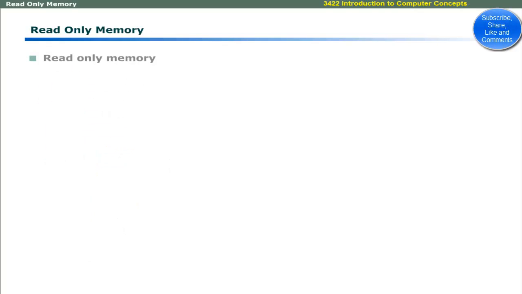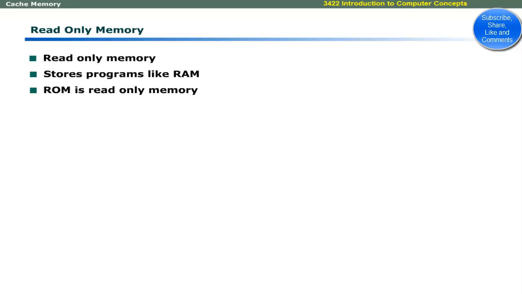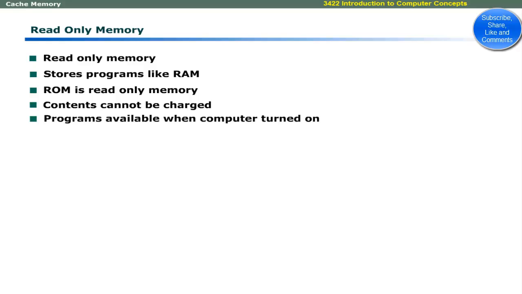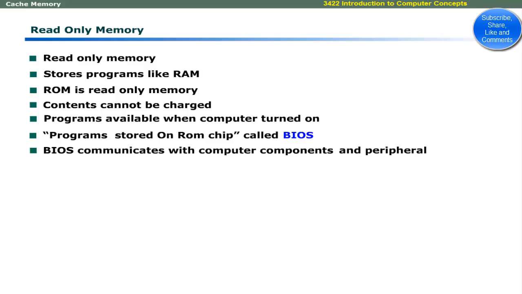ROM stands for read-only memory. It can store programs like RAM with two major differences. First, ROM is read-only memory and its contents cannot be changed. Second, the programs stored on ROM are available even if the computer is turned off. The programs stored on ROM chips are called Basic Input-Output Services. These programs communicate with computer devices like RAM, keyboard, monitor, and other devices.